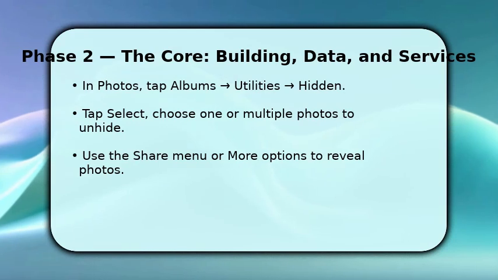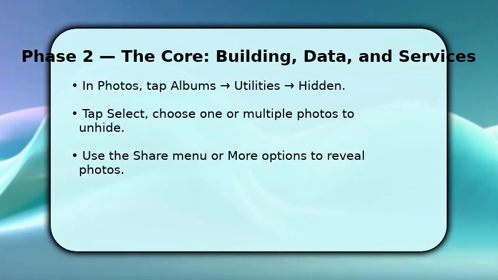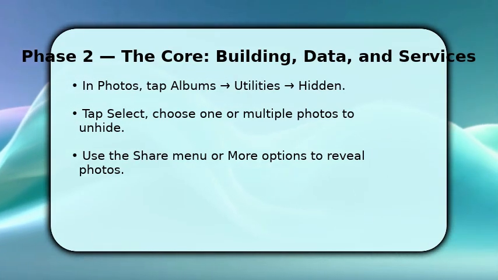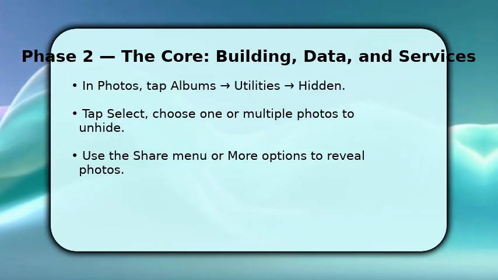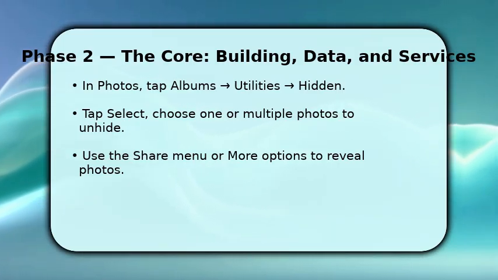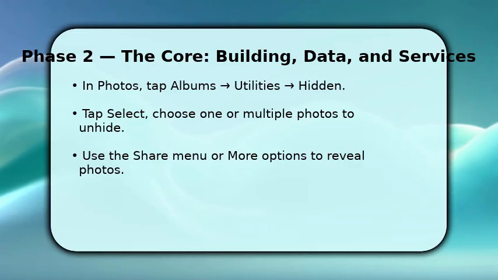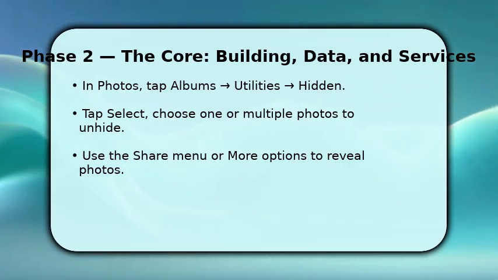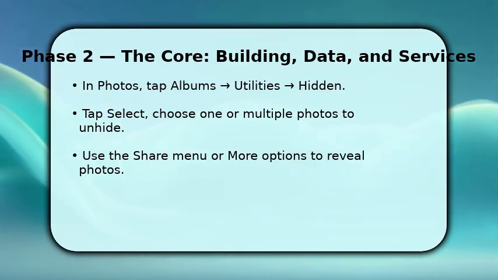Now that Hidden is visible, tap Albums, then find Hidden under Utilities. Once inside, tap Select at the top right and choose each photo you want to restore to your main library. After selecting, tap the Share icon or the three-dot More menu and pick Unhide. This moves images back to moments, years, and their original albums.